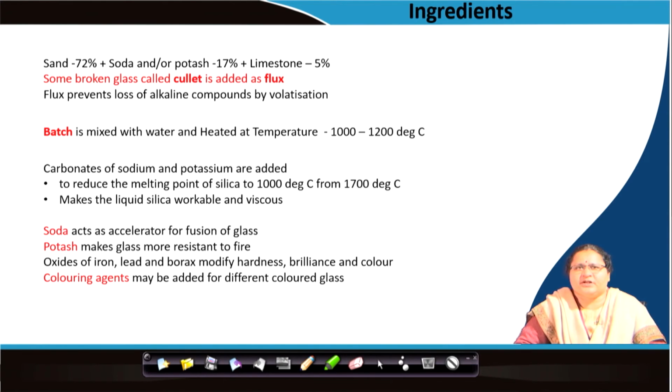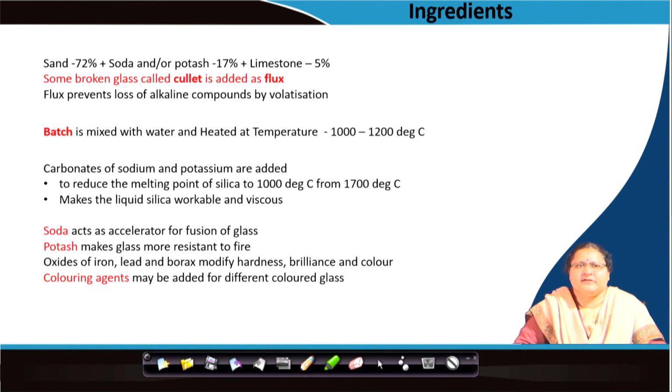Carbonates of sodium and potassium are added to it, which reduces the melting point of silica. So, the melting point of silica comes down from 1700 degrees centigrade to 1000 degrees centigrade. This reduces the furnace temperature, so you add carbonates of sodium and potassium to get such energy saving. It makes the liquid silica more workable and viscous. Because you have to draw it, it has to be workable and its viscosity should be maintained.